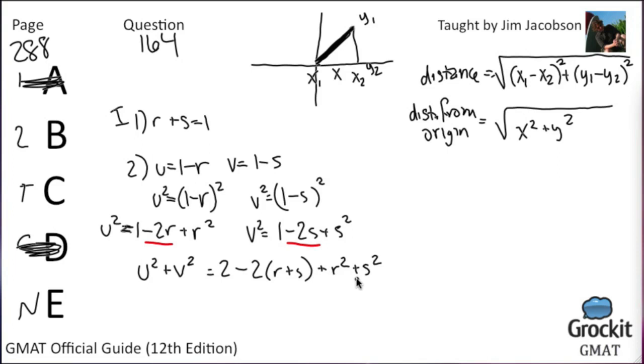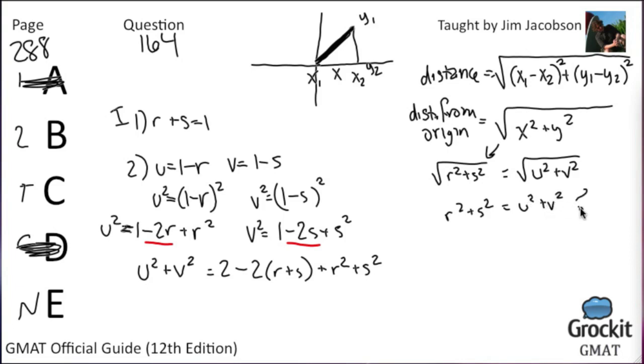And so remember, we're wondering whether both of these things have the same distance. Is the square root of r squared plus s squared, using the distance formula there, equal to the square root of u squared plus v squared? We can get rid of the square roots. So the question is really asking, is r squared plus s squared equal to u squared plus v squared? That's what we're actually asking.